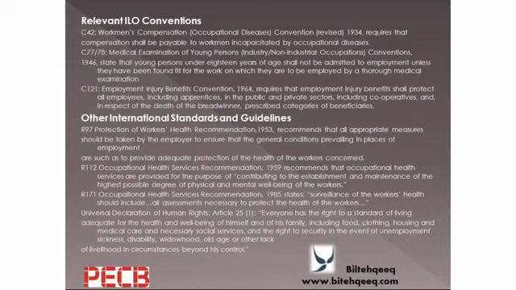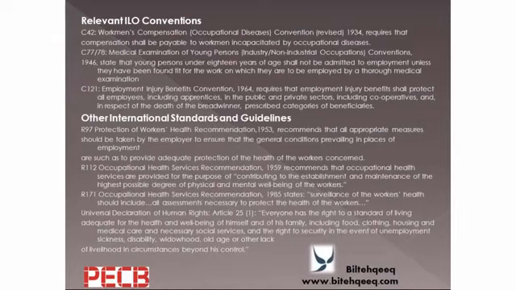And the next one is C121, the Employment Injury Benefits Convention. It requires that employment injury benefit shall include apprentices in the public and private sector, including cooperatives, in respect of the death of the breadwinner and prescribed categories of beneficiaries. This is stating that in the case of any accident, the worker will get benefits, associated social security and group insurance, and these benefits will be given to the worker according to the position of the worker.